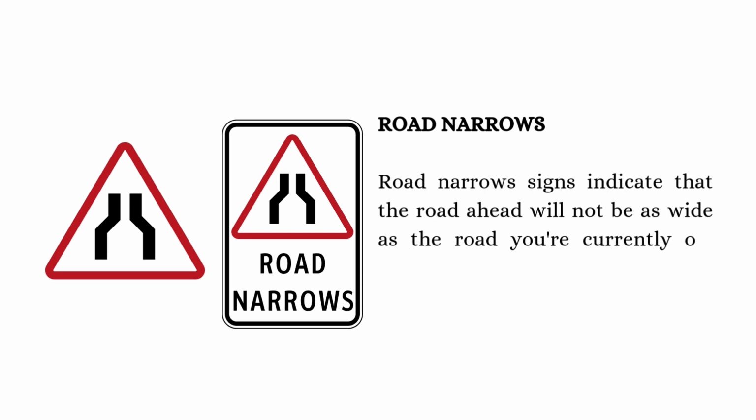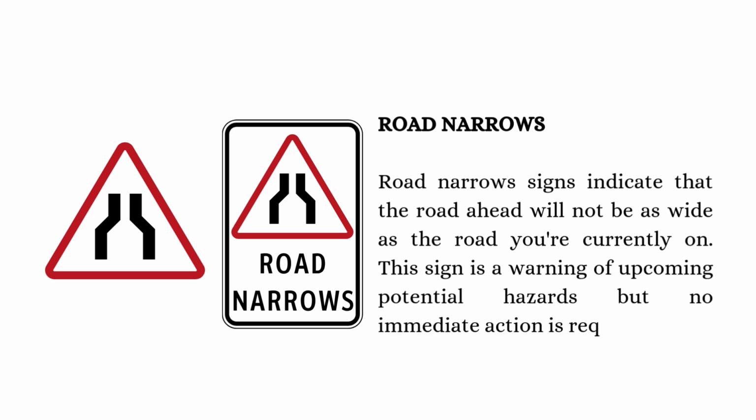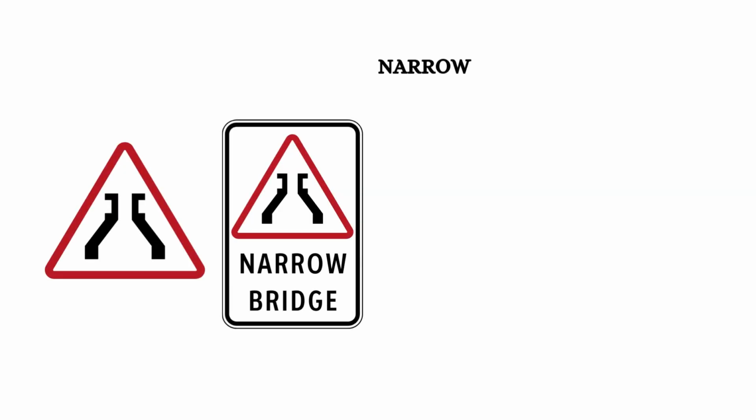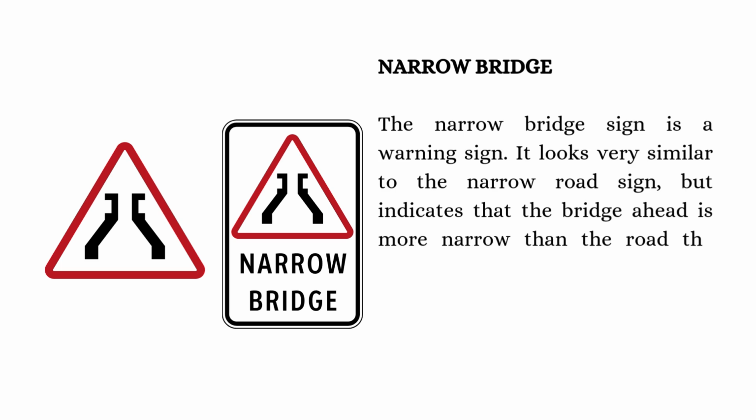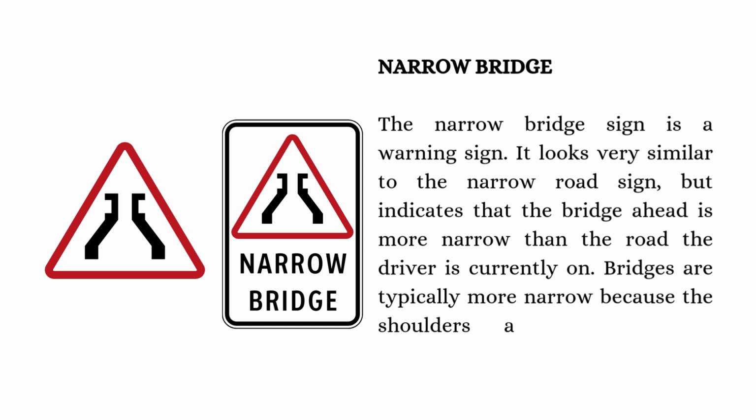Road narrows signs indicate that the road ahead will not be as wide as the road you're currently on. This sign is a warning of upcoming potential hazards, but no immediate action is required. Narrow bridge. The narrow bridge sign is a warning sign. It looks very similar to the narrow road sign, but indicates that the bridge ahead is narrower than the road the driver is currently on. Bridges are typically narrower because the shoulders are narrowed or eliminated.